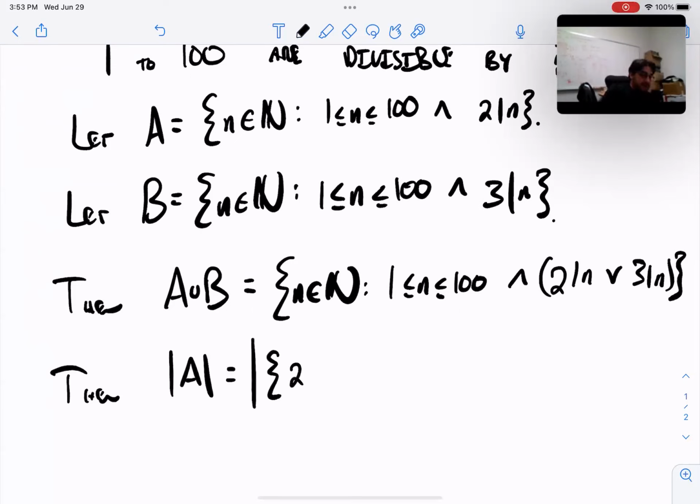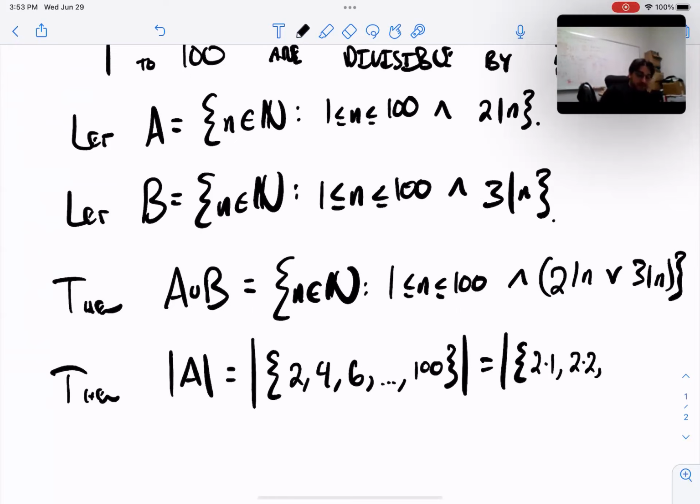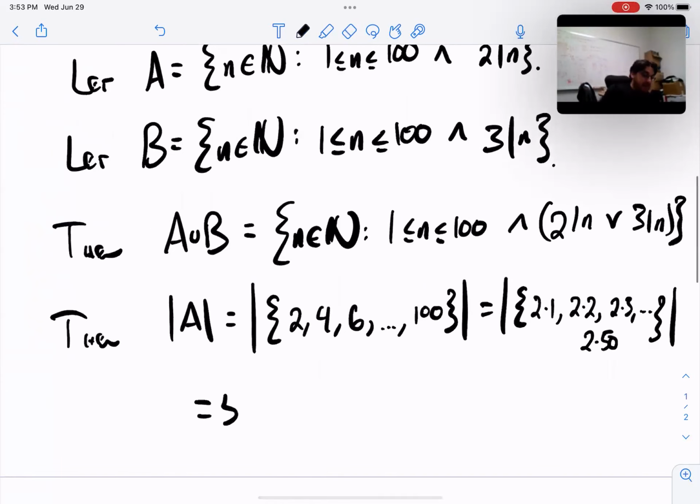The size of this set: 2, 4, 6, and so on up to 100. And this isn't too bad to enumerate. You can just count through them. 2 is 1 two, 4 is 2 twos, 6 is 3 twos, all the way up to 100, which is 50 twos. So A has 50 elements. Maybe not surprising: you have the numbers from 1 to 100, half of them are even, half of them are odd. So that's the size of A.